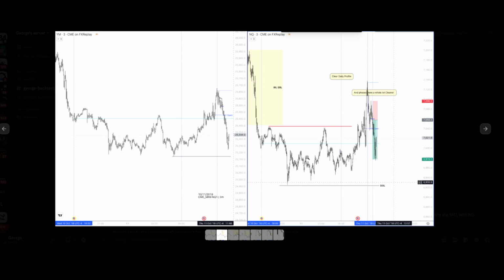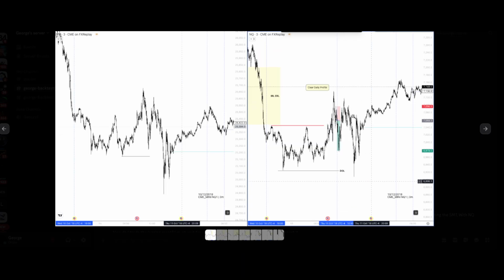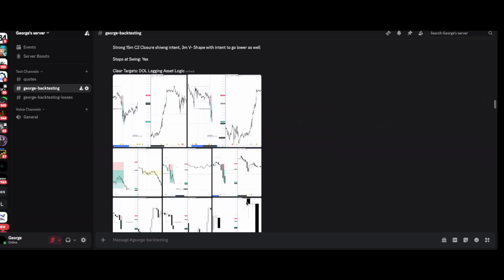It's the same thing: accumulation, manipulation, distribution, IRL, ERL with the daily order flow. Does it get there? Yes, it does. Does it go up first? Yes, it does. Well, that's why we only take 2R here, right? Let's go over another one.